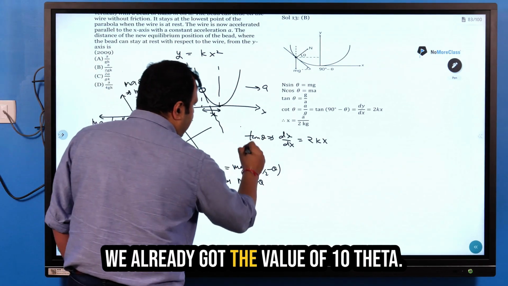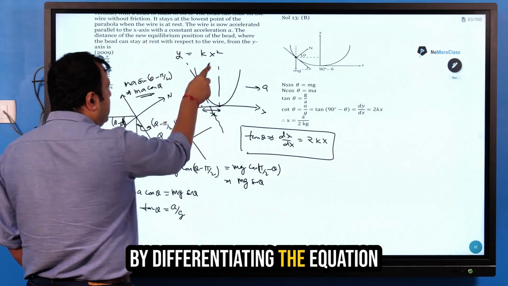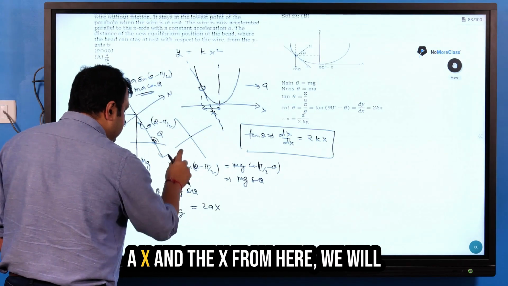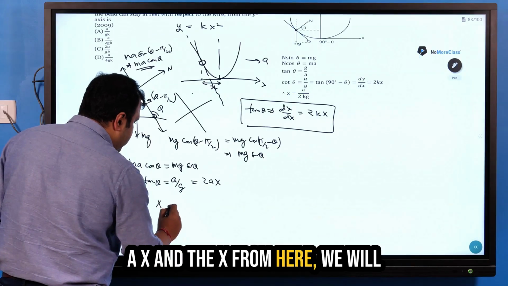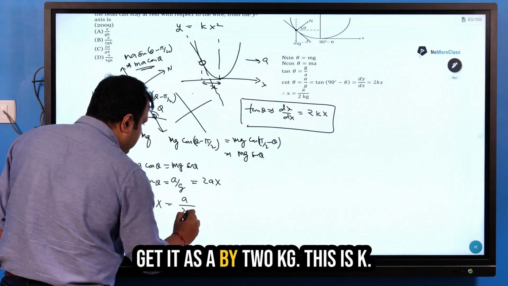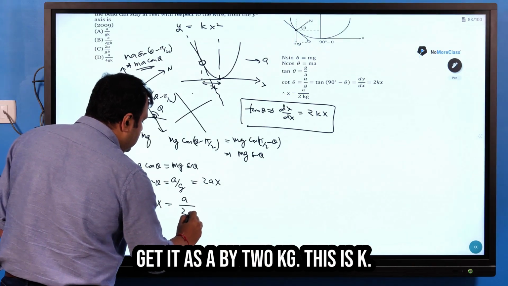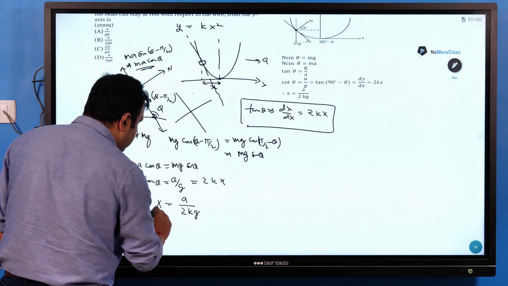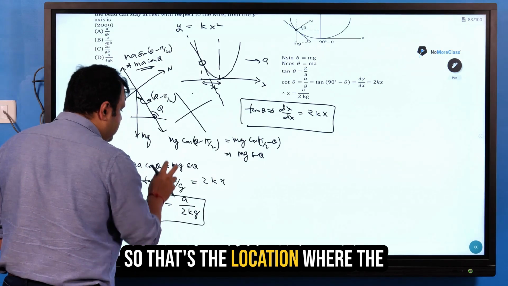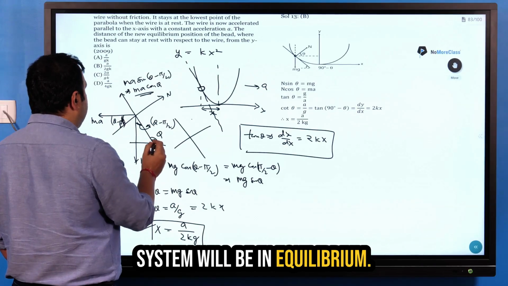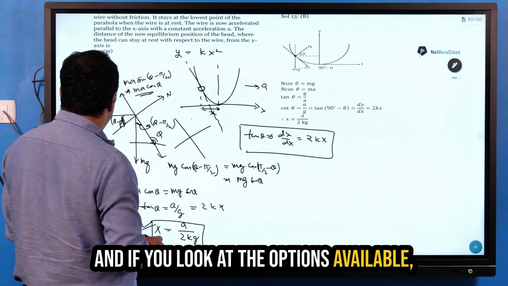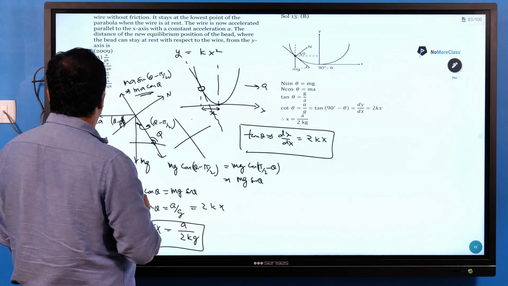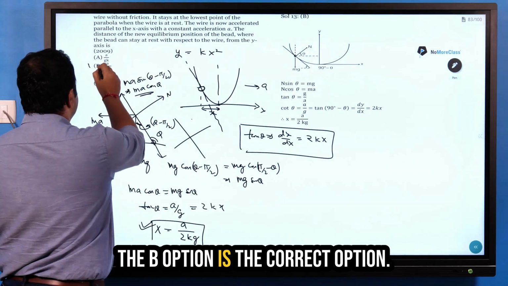But we already got the value of tan theta by differentiating the equation of the parabola, which is 2kx. And from here, you will get x as a by 2kg. So that's the location where the system will be in equilibrium. And if you look at the options available, option B is the correct option.